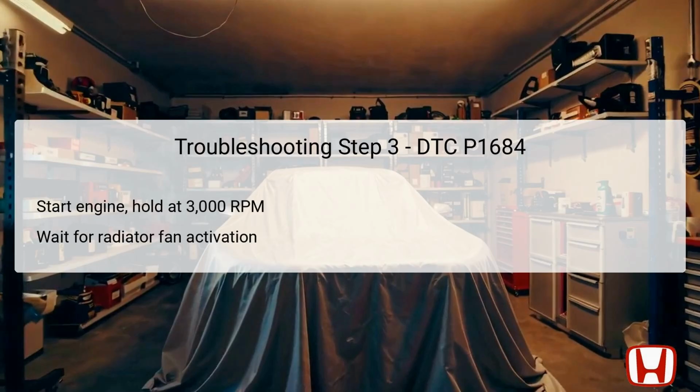After clearing the DTC, the technician proceeds to start the engine and hold the engine speed at 3,000 RPM without any load. The vehicle must be placed in park or neutral for automatic transmissions or in neutral for manual transmissions. This step is crucial as it forces the vehicle's engine to operate at a heightened RPM, aiding the diagnostic process further.